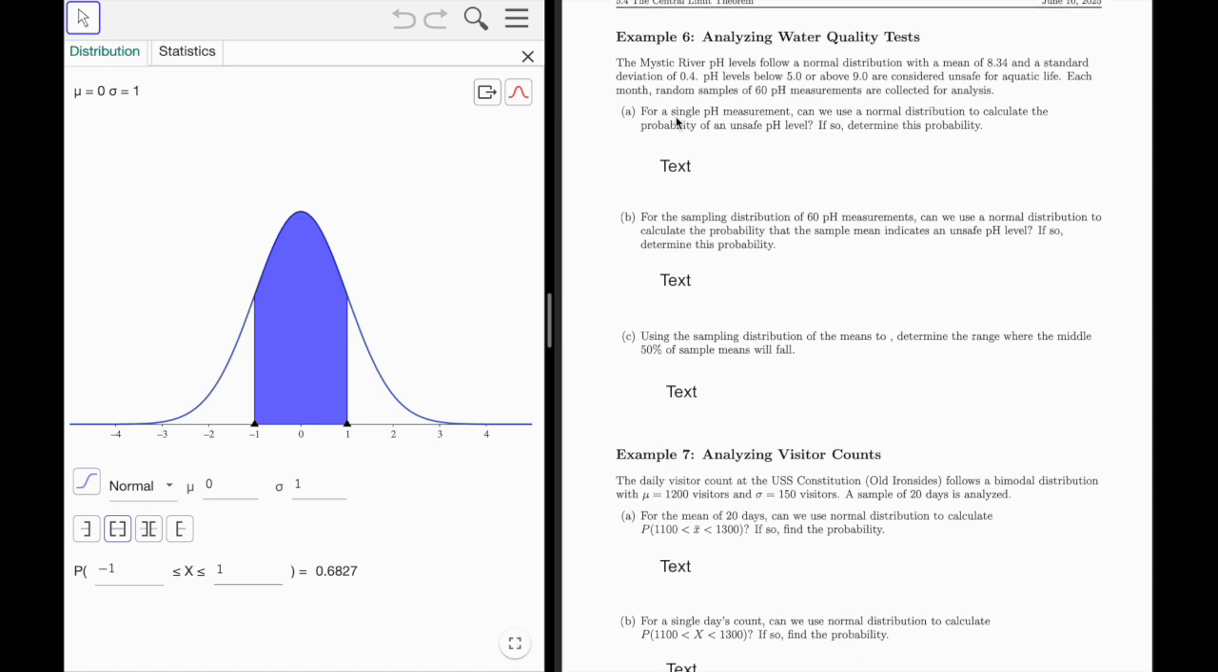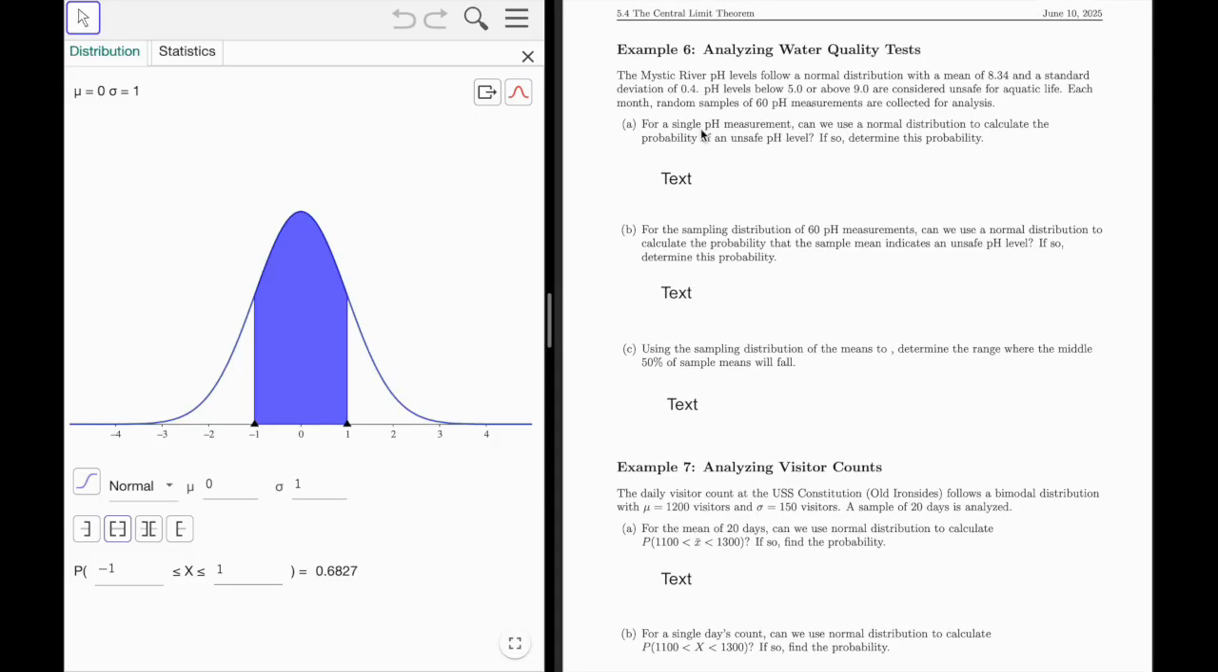Part A says, for a single pH measurement, can we use the normal distribution to calculate the probability of an unsafe pH level? So the question here is asking for the population, not the sampling distribution. We're talking about single measurements. Is the population distribution normal? Because if it is, then we can use the normal distribution for the individual measurements. And it does. It says here that it follows a normal distribution. So we can use the normal distribution to calculate this probability.